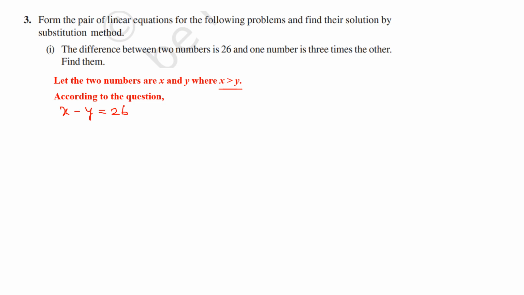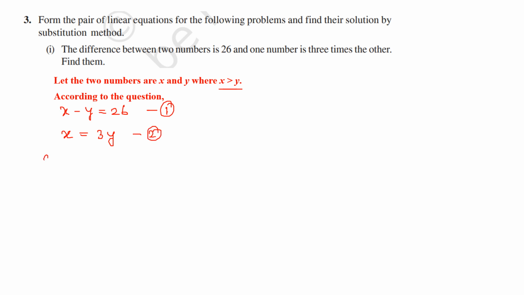Okay, so whenever you have to find the difference between two numbers, you always subtract the small number from the big number, isn't it? My big number is x. So x minus y is 26. This is the first equation. Then again it is given one number is 3 times the other. So obviously the greater number will be 3 times the other number, isn't it? So x will be equal to 3y. This is my second equation.